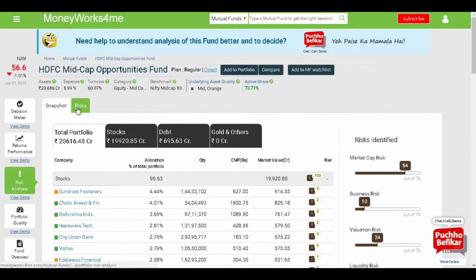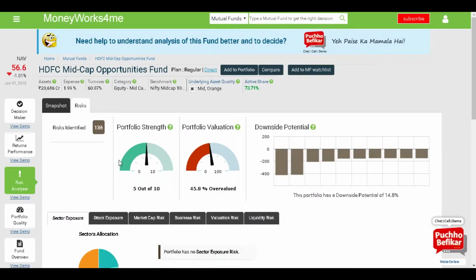When you click on risk, you can see the various risks that it carries, and you can see that the portfolio strength is 5, which is pretty much okay for a mid-cap fund, but it has a very large portion which is overvalued. You can see which stocks in it tend to be having a downside potential, and this is an important thing to see because this portfolio has a downside potential of 14 or 15%, which makes it pretty much not the right time to invest today. Individual risk you can see by clicking one of the tabs here.